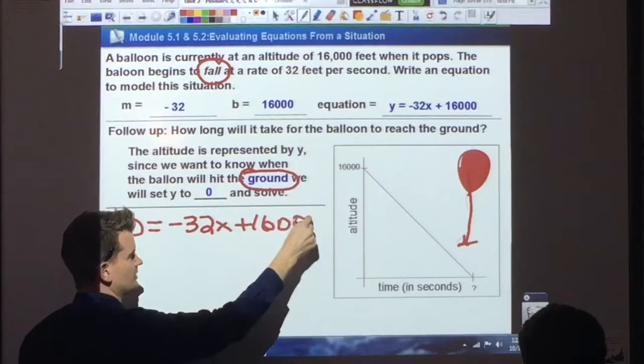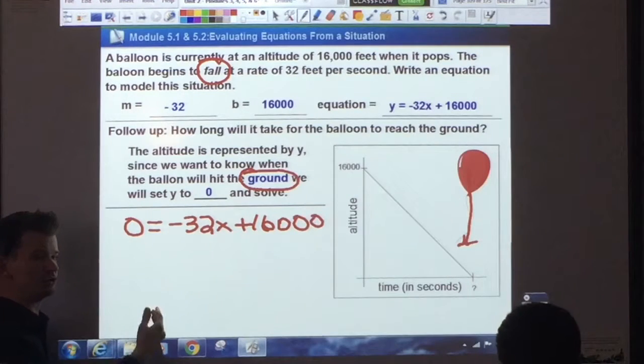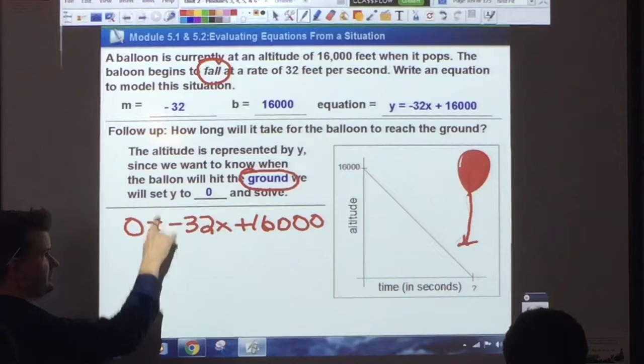I told you at some point we'd be solving for y. This is one of those scenarios. You always look at your graph. Wait, what are they asking about? Oh, when it gets to 0. Okay, that's altitude, not time. So, I go ahead and I solve.